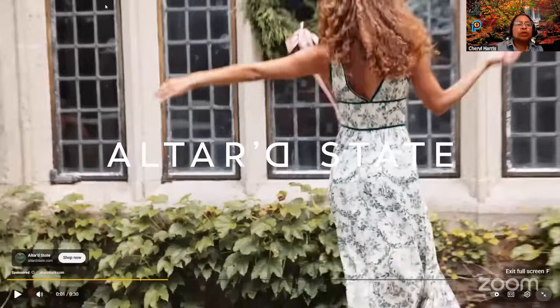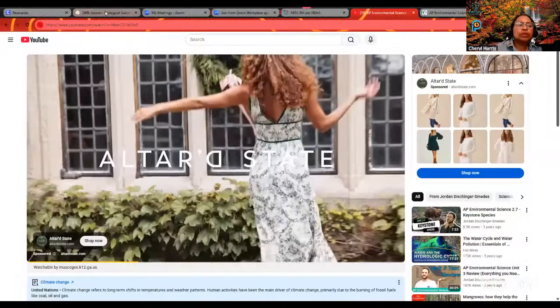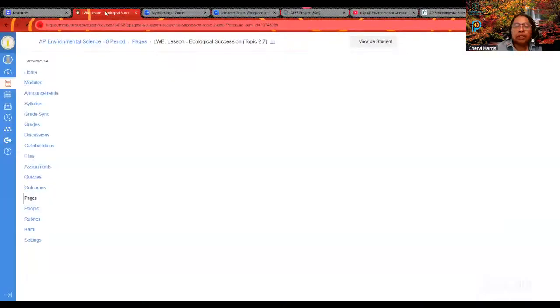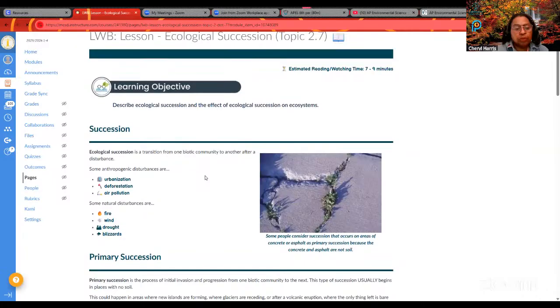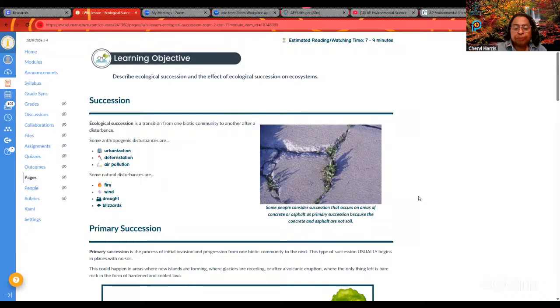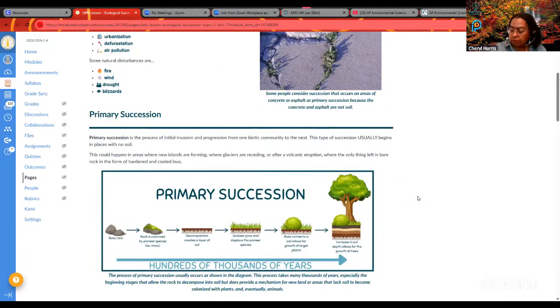Okay, so come back to Canvas. Canvas has those diagrams. And I kind of feel like this unit should have come before the other one on ecological disturbances, because ecological disturbances cause secondary succession. So you should have understood what succession was before they talked about disturbances. But I don't write the curriculum.